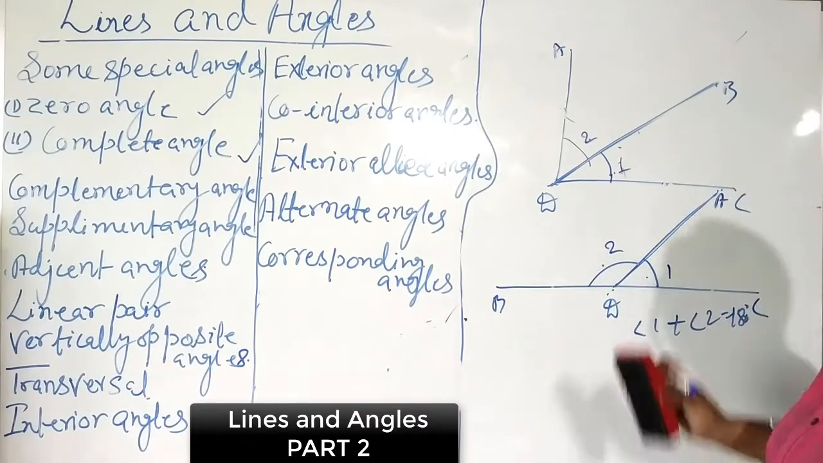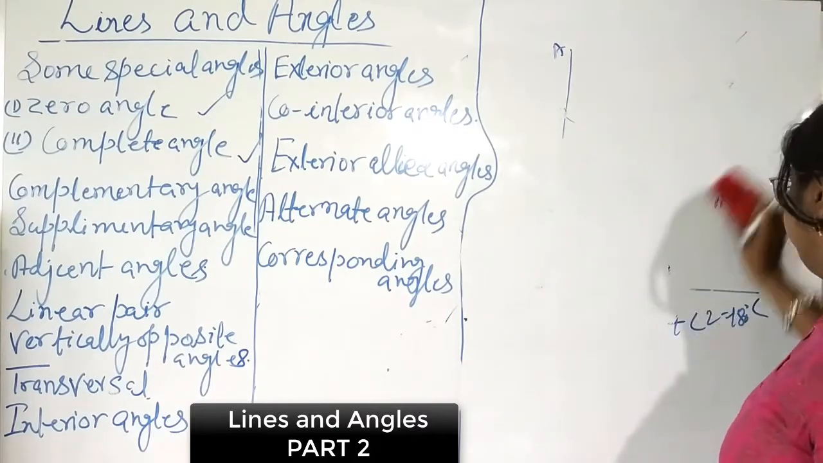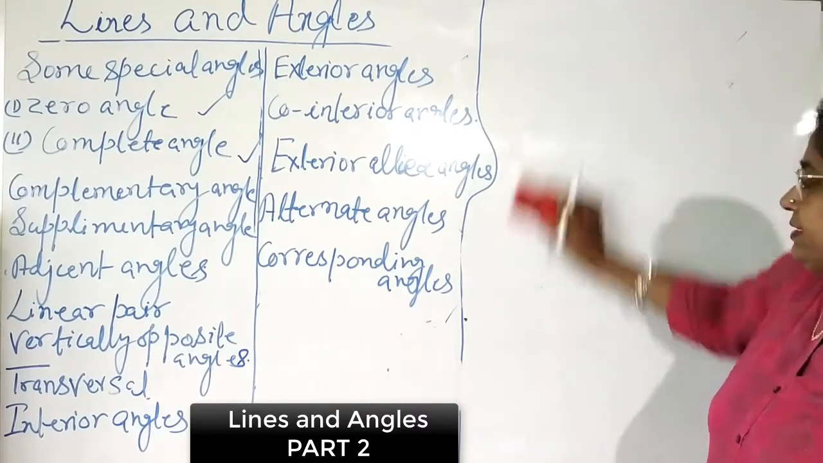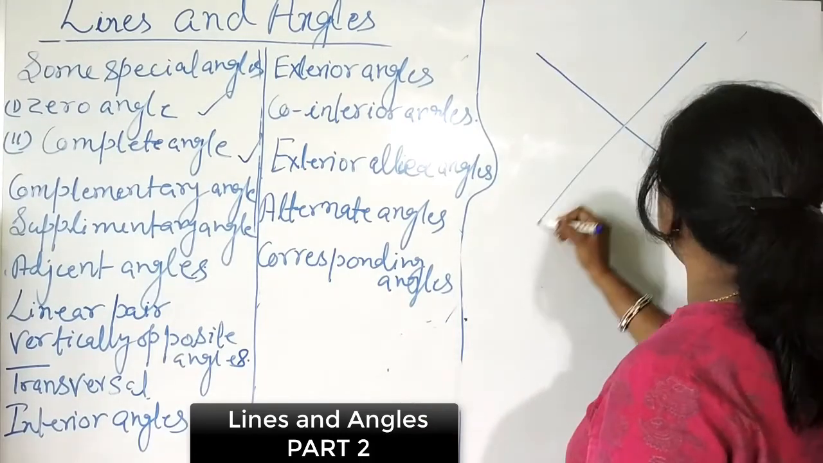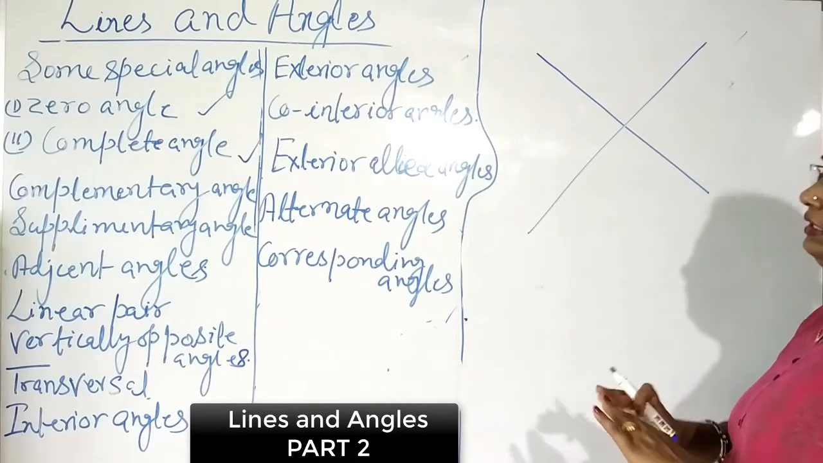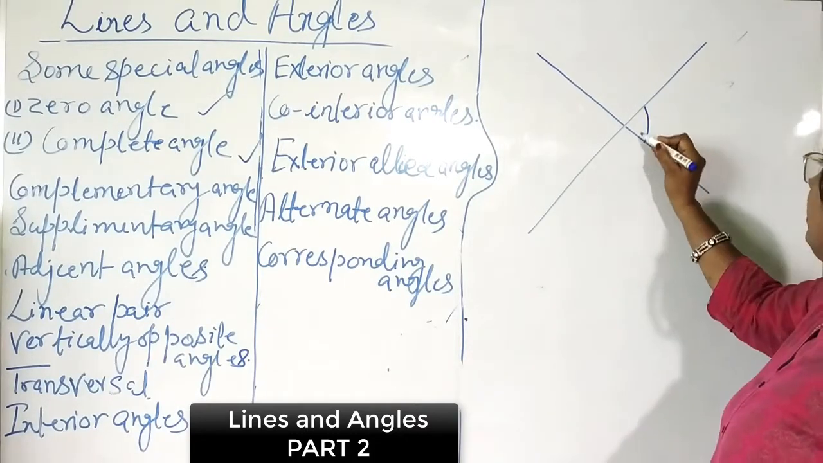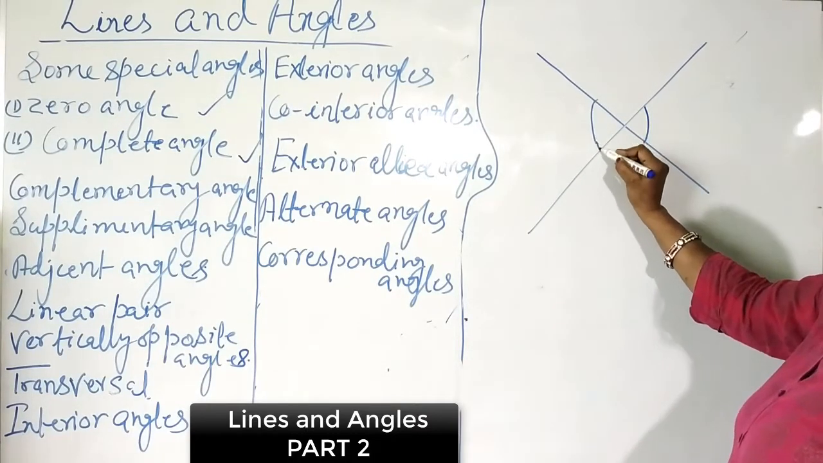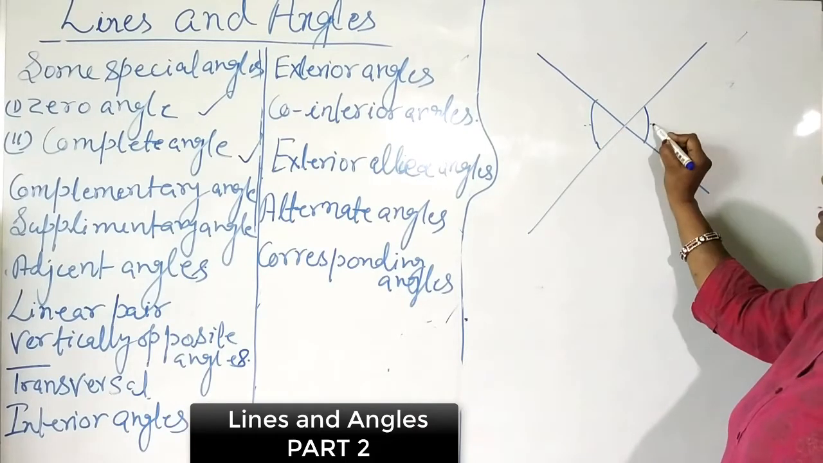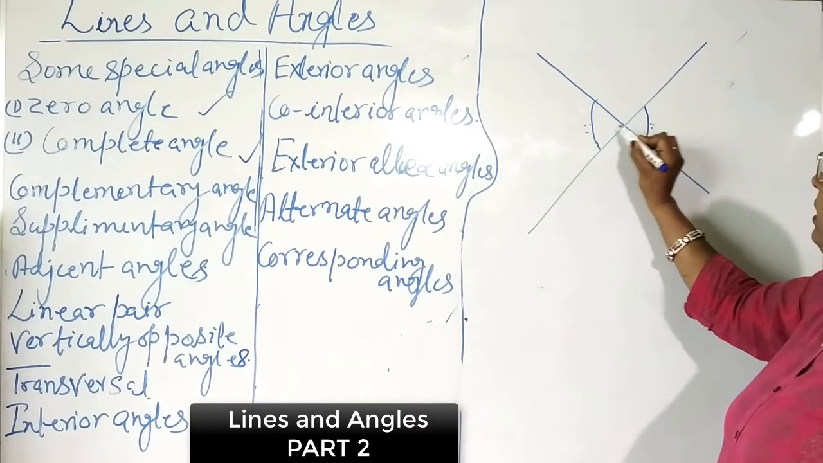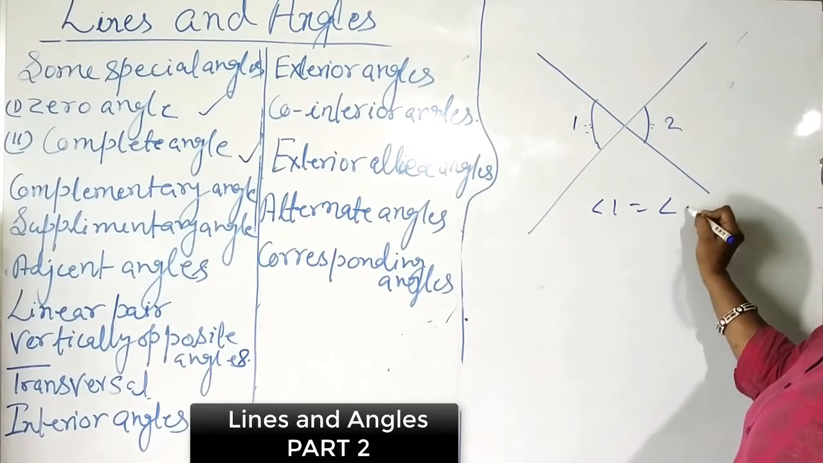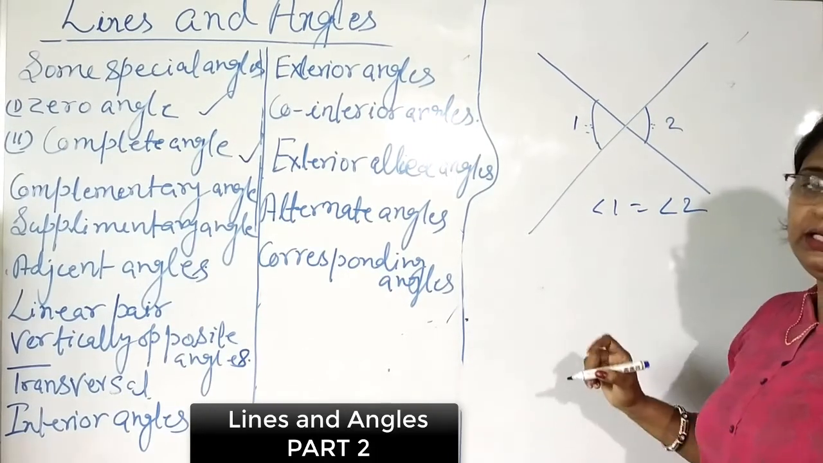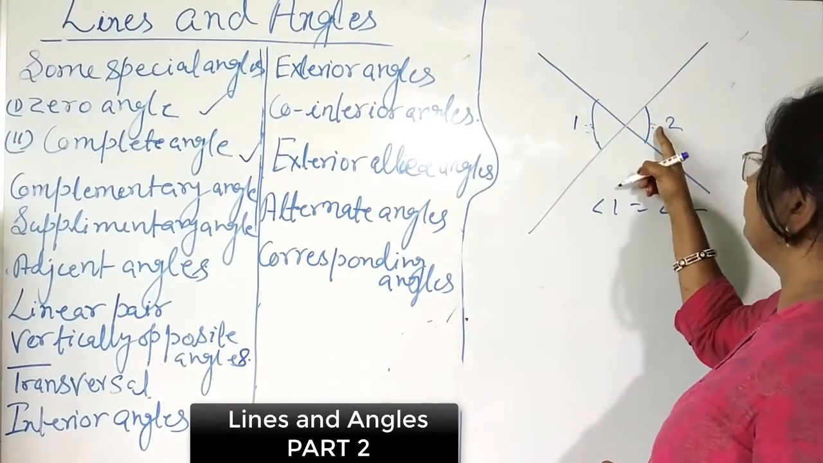Then next, vertically opposite angles. If two lines intersect each other, then the opposite angles are called vertically opposite. These two are always equal. They are called vertically opposite angles 1 and 2. Angle 1 is always equal to angle 2. These are vertically opposite angles.